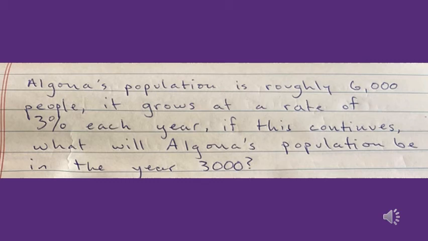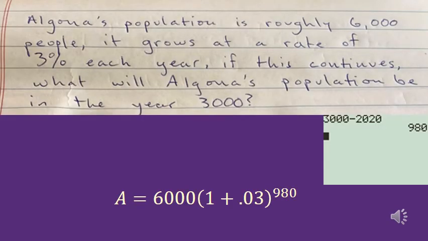have at the end. We know what the time is, or at least we can figure it out pretty easily, but we need to find that A. So if you look at the calculator screenshot I put over at the side, you notice what I did is I took 3000 minus 2020. That's because I wanted to figure out how many years it is from now until the year 3000, and it turns out it's 980 years. So my equation ended up being 6,000 equals 1 plus 0.03 to the 980th power. That's the problem that we've got to solve.